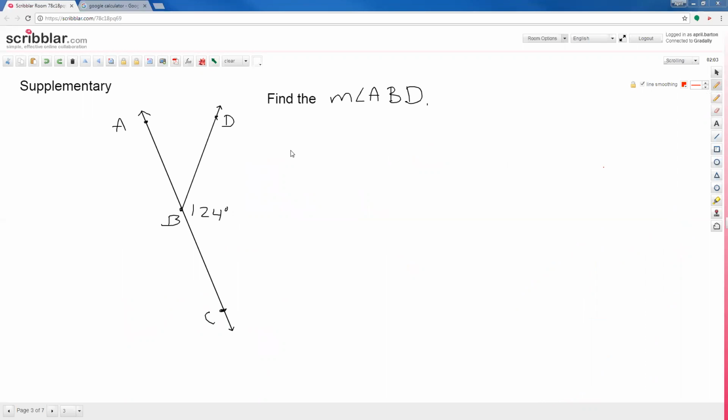So now we have supplementary. We talked about vertical angles. Vertical were the same. We talked about complementary. Complementary were 90. Now we're going to talk about supplementary. Supplementary is 180 degrees. When you're on an entire straight line, this is 180 degrees.